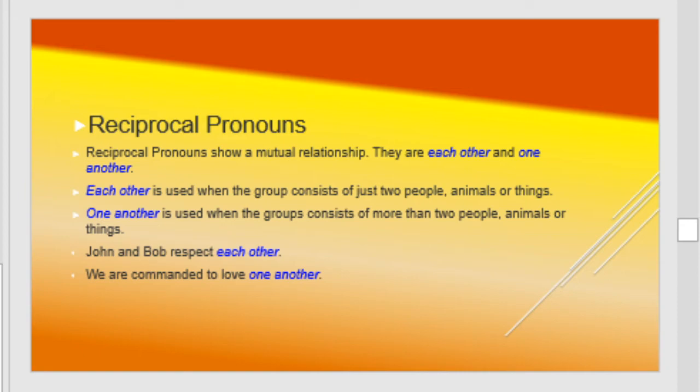We also have "one another." One another is used when the group consists of more than two people, animals, or things. We are commanded to love one another. Just like family, a family is composed of more than two people. We love one another. In our family, we love one another. So that is one another because it's more than two.